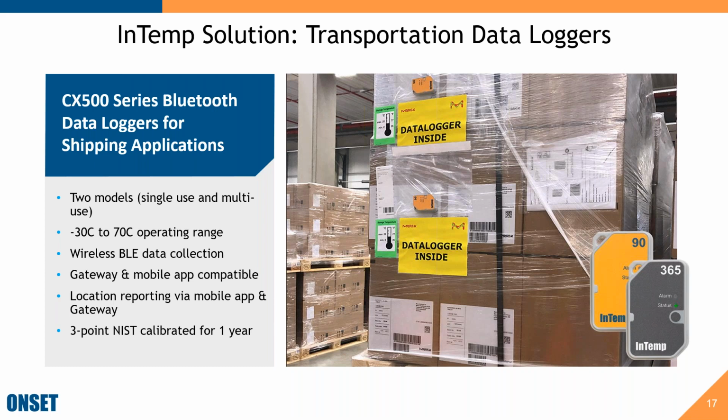And all of our supply chain, cold chain loggers are calibrated for 1 year. The number of points we test at does vary a little bit. So this one is a 3-point NIST, good for 1 year. And it has an operating range of -30 to 70. So we're talking frozen to ambient shipments.